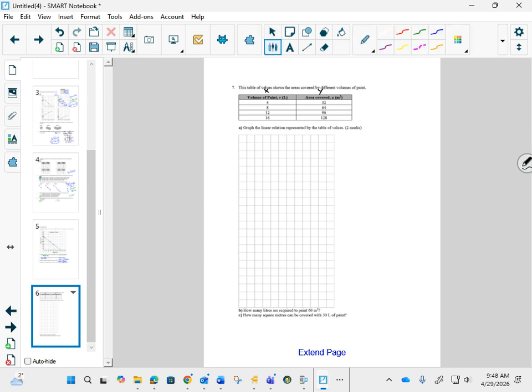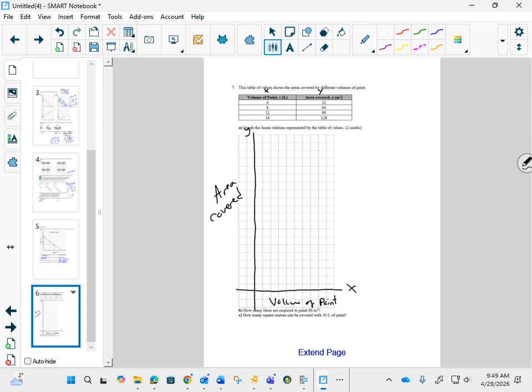So what I'm going to do is take this line here and draw a straight line down here, and a straight line across over here. Of course, this is your x, this is your y. So the first thing I'm going to do is under my x, I'm going to label volume of paint. And on my y, this is area covered. And my numbers for x go 4, 8, 12, 16.